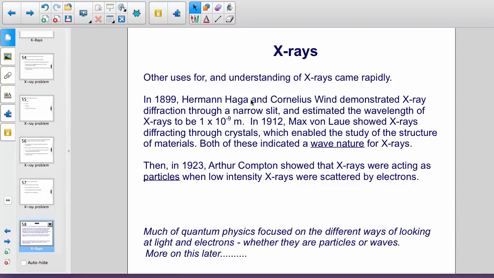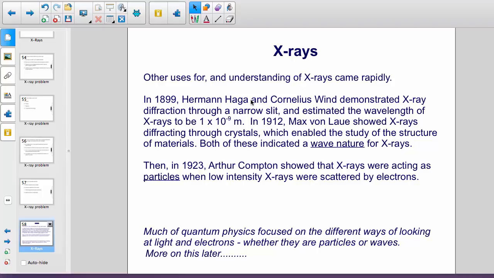In 1912, Max von Laue showed X-rays diffracting through crystals, which enabled the study of the structure of materials, X-ray crystallography. Both of these indicated a wave nature for X-rays. But then, in 1923, Arthur Compton showed that X-rays were acting as particles when low-intensity X-rays scattered off electrons. And we'll look at the Compton effect in more detail later.